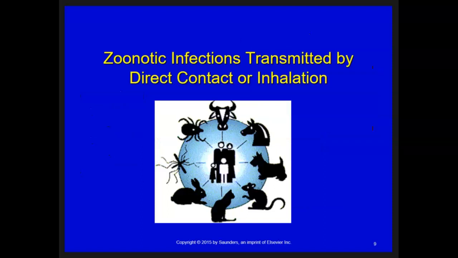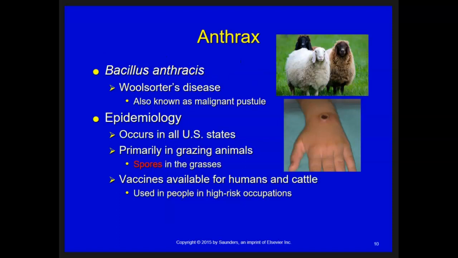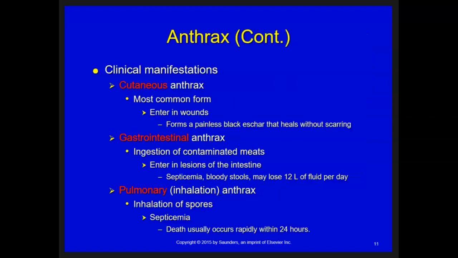Now we're going to talk about the zoonotic infections transmitted by direct contact or inhalation. Anthrax is first up. It is caused by Bacillus anthracis. It's also known as wool sorter's disease, and it can cause a malignant pustule. It occurs in all U.S. states, primarily in grazing animals, and it comes from spores in the grasses. Vaccines are available for humans and cattle that can be used in people with high-risk occupations.